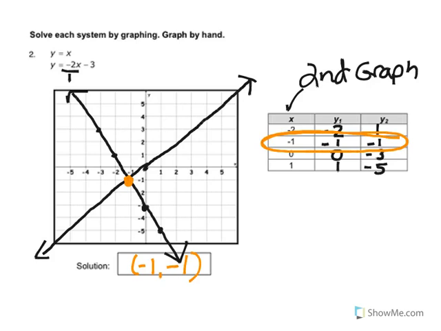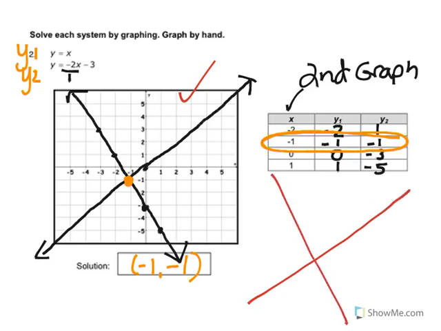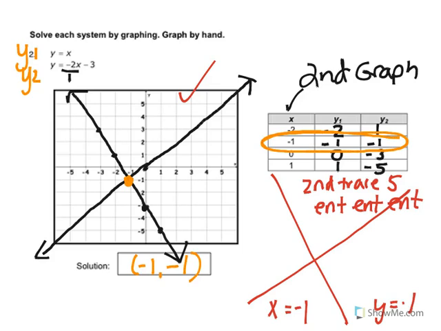Now, lastly, if you have this equation in y1 and this equation in y2, you can hit your graph button. When you do that, you will see your graph come out, just like it does on our graph right here. One is going to go up like this, and the other one's going to go down. Then hit second, trace, 5, enter, enter, enter, and you will see x equals negative 1, y equals negative 1.